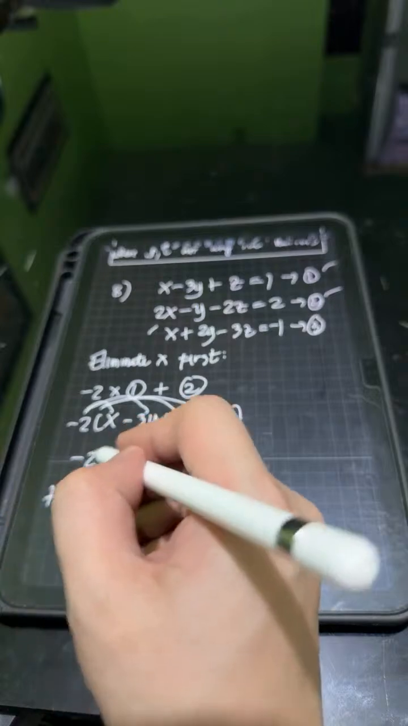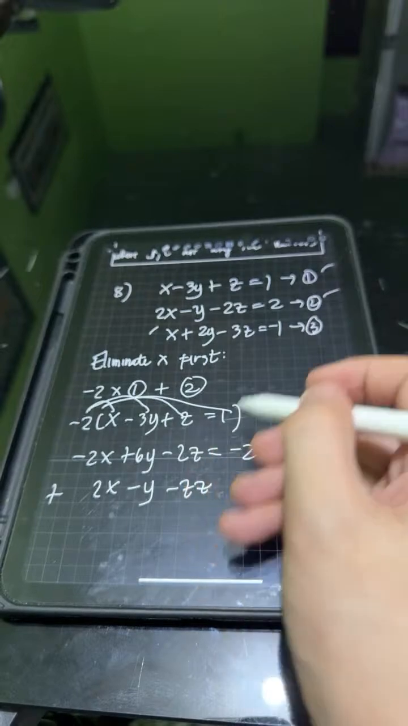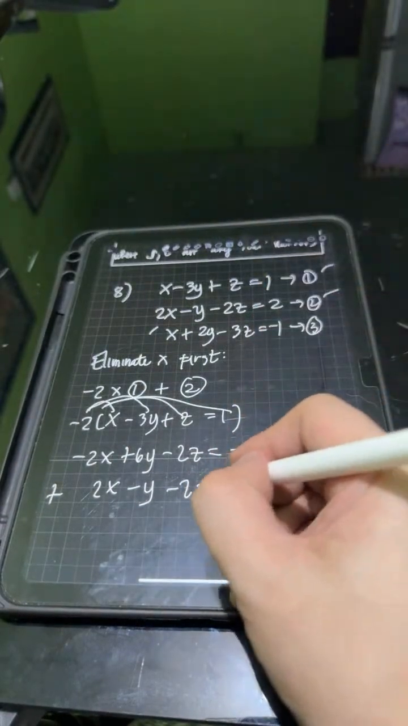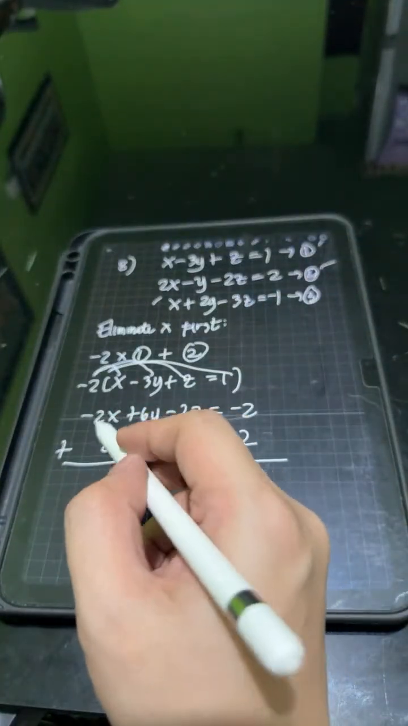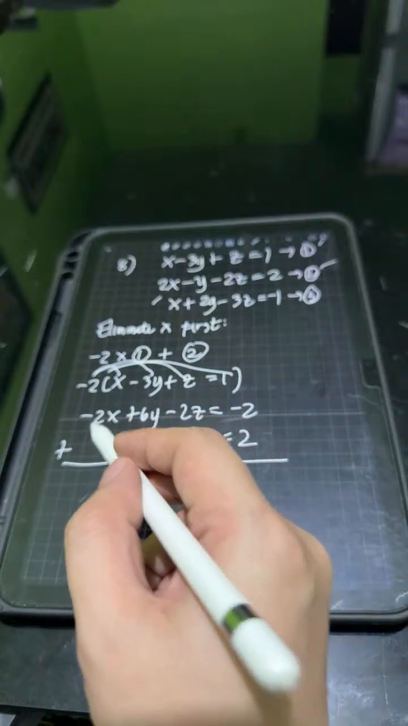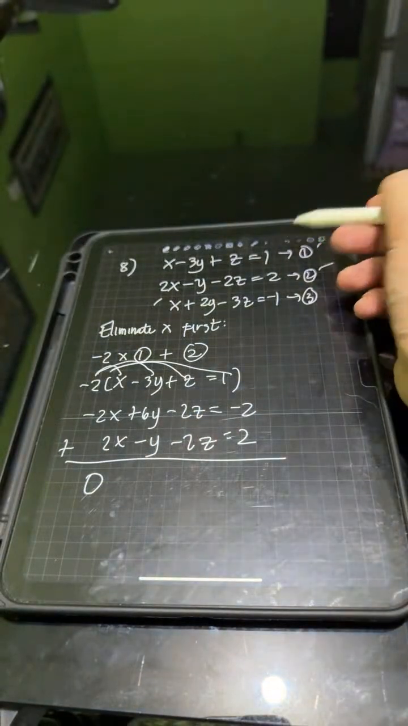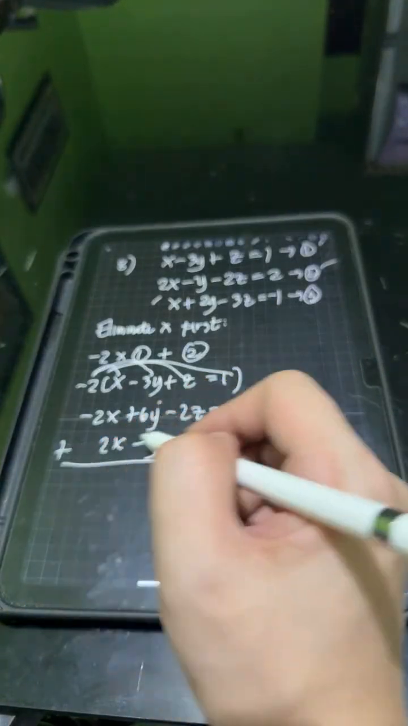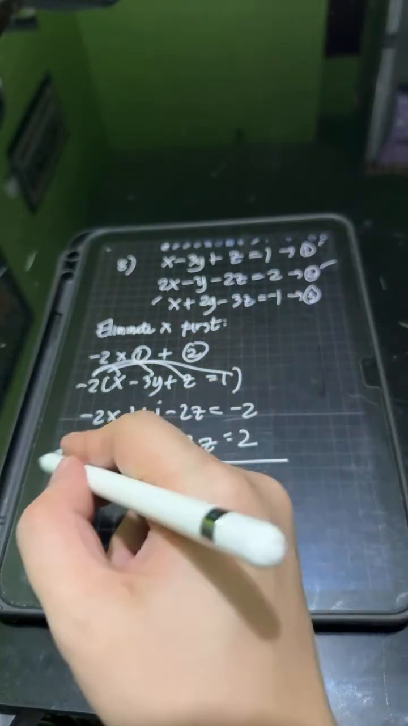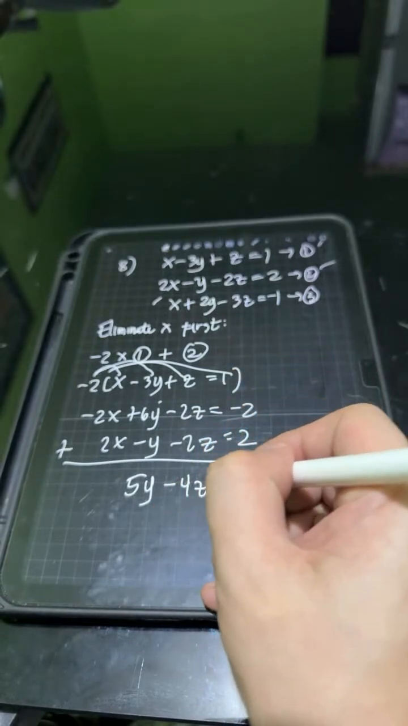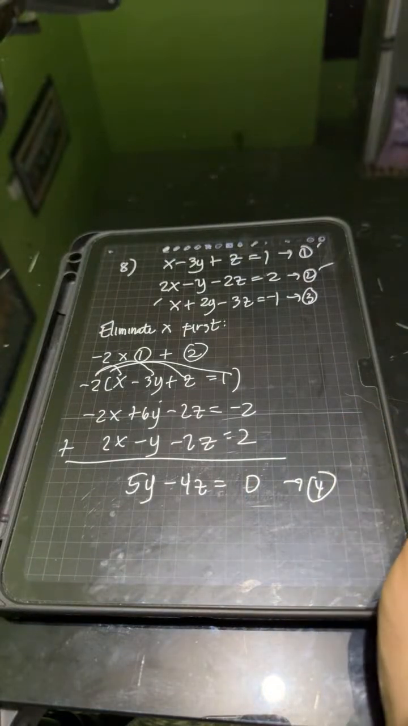You can now add this to equation 2: 2x minus y minus 2z equals 2. Because you can already eliminate the x, the coefficients of x are additive inverses of each other, negative 2 and 2. So negative 2x plus 2x, so 0. x is already eliminated. 6y plus negative y, positive 5y. Then negative 2z plus negative 2z, negative 4z equals negative 2 plus 2, 0. Let's name this equation 4.